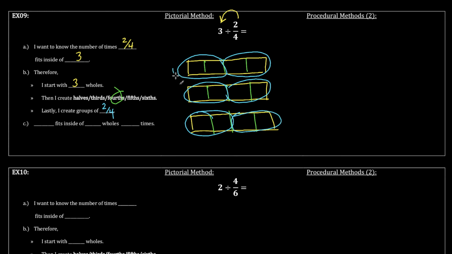So that is 1, 2, 3, 4, 5, 6 groups of 2 fourths. So 2 fourths fits inside of 3 wholes 6 times. Let's do that again.